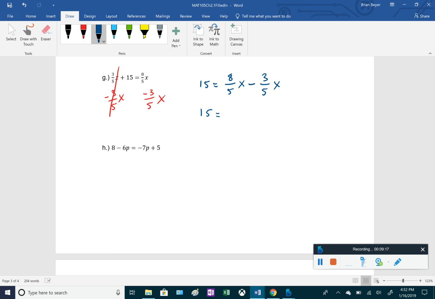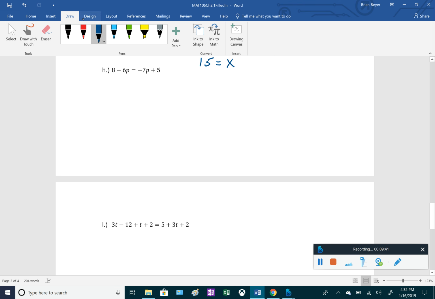8/5 minus 3/5, they have common denominators. 8 minus 3 is 5. So 5/5 x. 5 over 5 is just 1. So we get x equals 15. So that gives us x equals 15. So 15 is our answer.